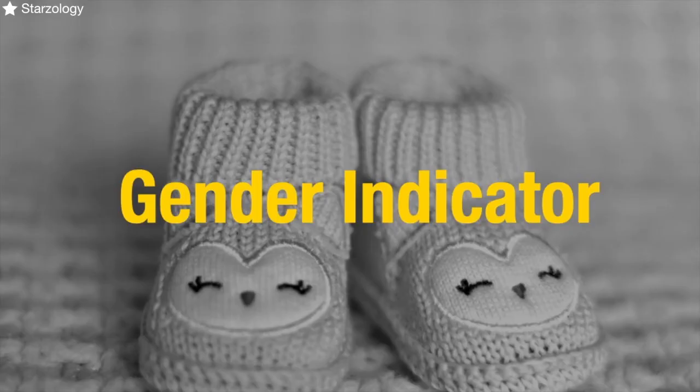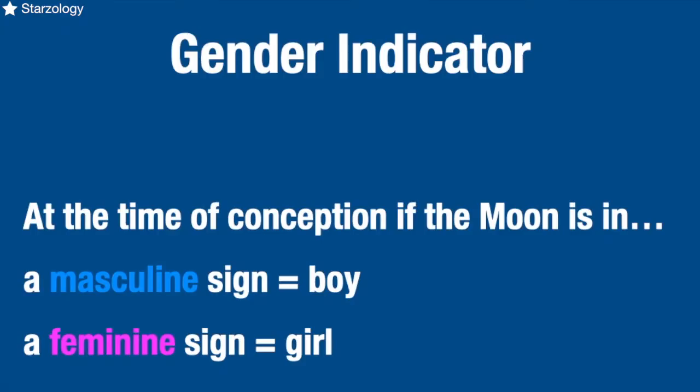So what about the gender indicator? Does astrology have an answer for that? Well, actually, yes. Your gender indicator tells you whether you are going to have a boy or a girl. And the idea is that at the time of conception, if the moon is in a masculine sign, you are likely to have a boy. And if the moon is in a feminine sign, you are likely to have a girl.